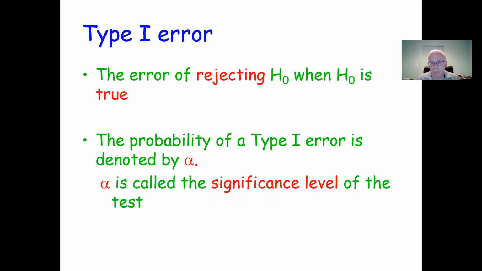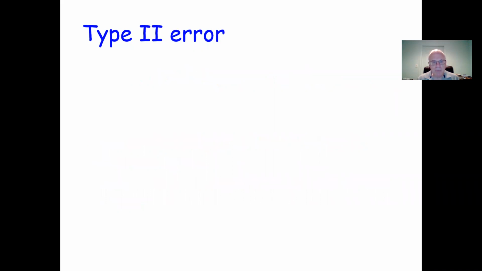Now, don't confuse this term significance level with what we use for confidence intervals. Remember, we used the term confidence level. All right, that meant something completely different than this. In this context, significance level means the probability of a type 1 error, or alpha.